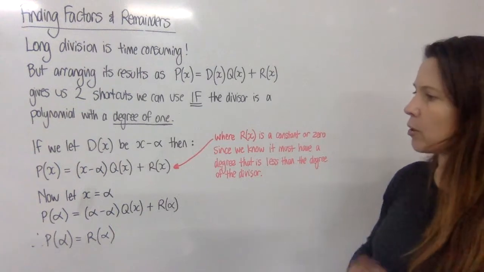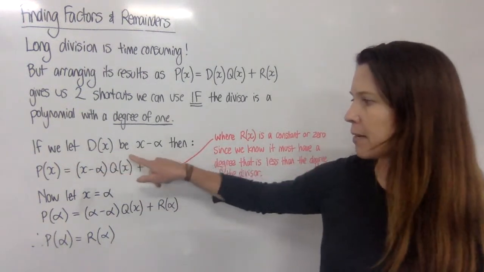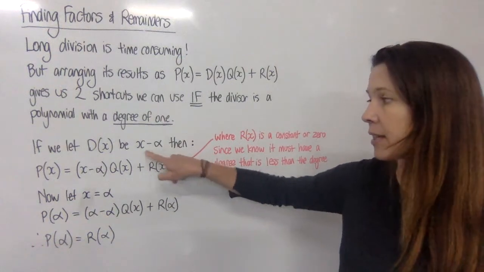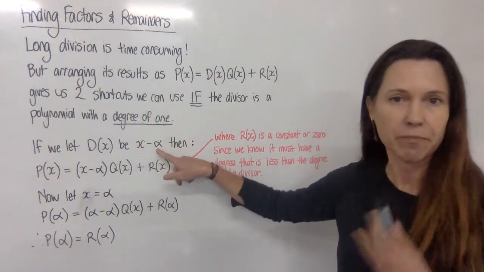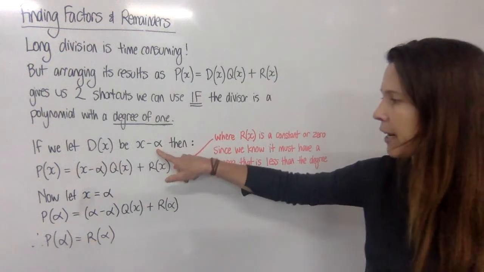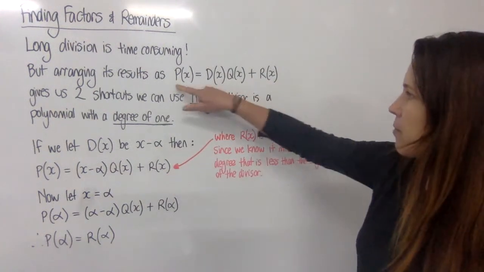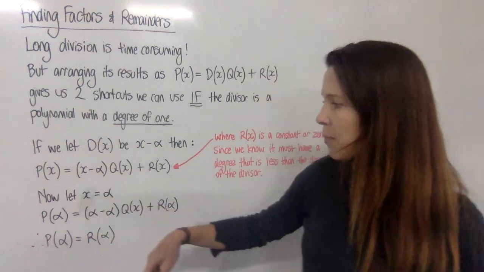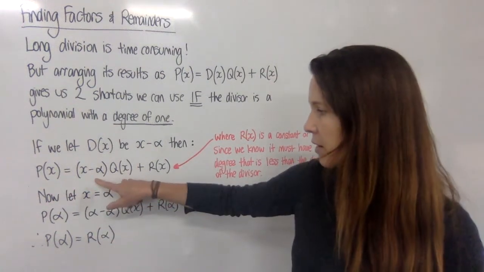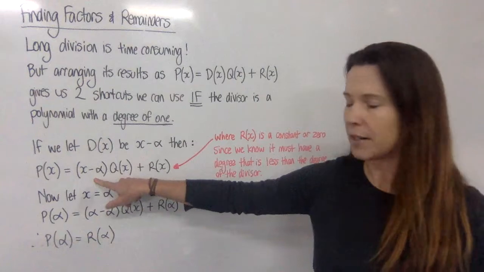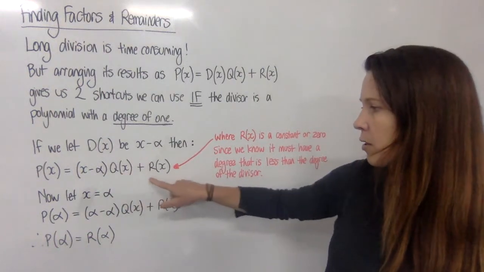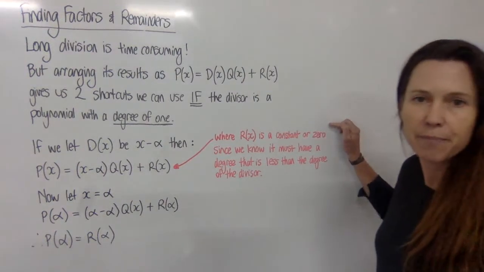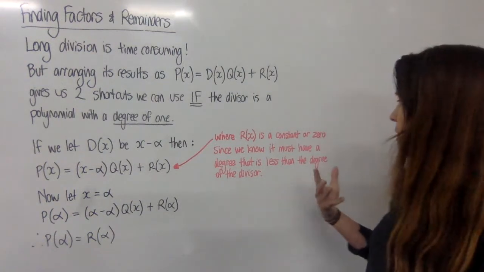So how does it work? Well, if we let the divisor be x plus or minus something, now for convention here we're saying let's always make it be x minus something, and here we're calling it alpha, then we can rearrange this standard form here and say that the polynomial must be equal to the divisor, which we've defined, multiplied by the quotient plus the remainder. Now, the remainder here must be a constant or it must be 0.